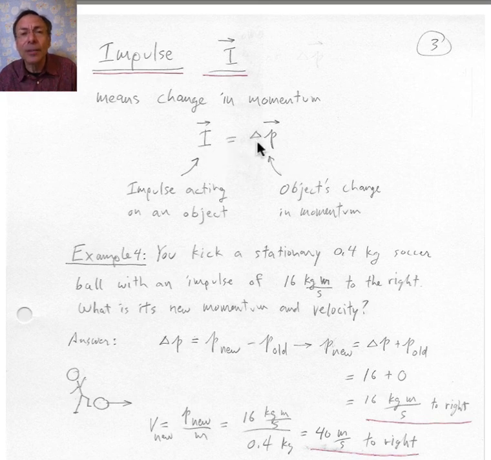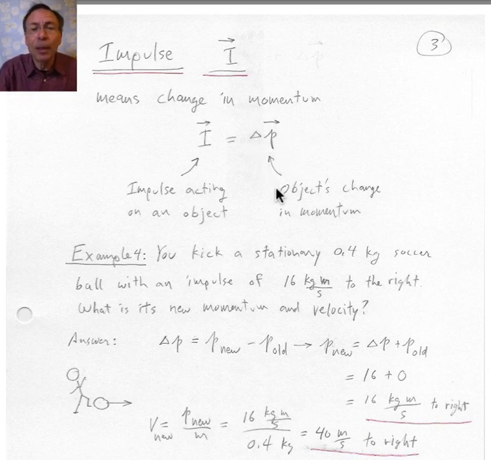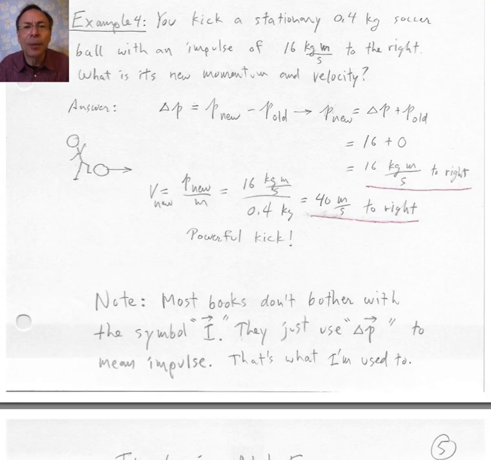Okay, so delta means a change, and P is momentum, and it is a vector, right? So we want to put vector signs unless we just care about the magnitude of it. So let's have an example. You have a ball, and it's not moving, it's stationary, and it has a mass of 0.4 kilograms, and you kick it, and it is given an impulse of 16 kilogram meters per second.